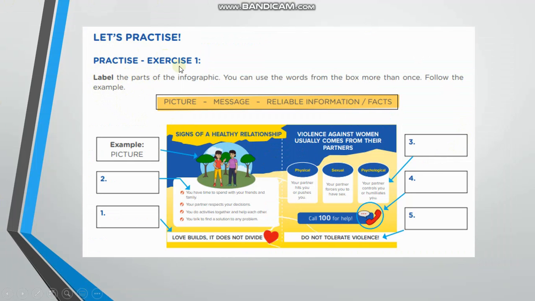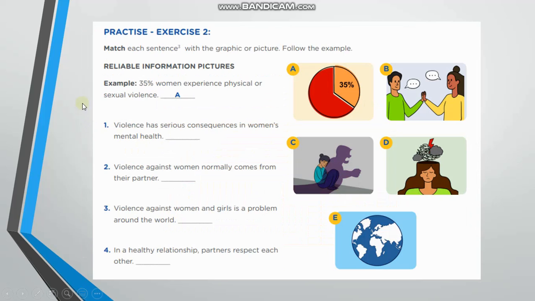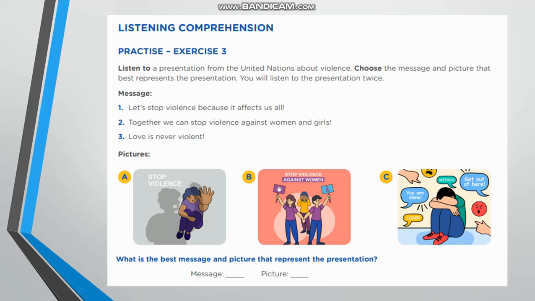Let's practice. Exercise number 1, you have to label the parts of the infographic. You can use the words from the box: the picture, the message, reliable information, okay? In exercise number 2, you have to match each sentence with the graphic or the picture. For example, 35% of women experience physical or sexual violence is picture A. And you continue. Then you have a listening comprehension.